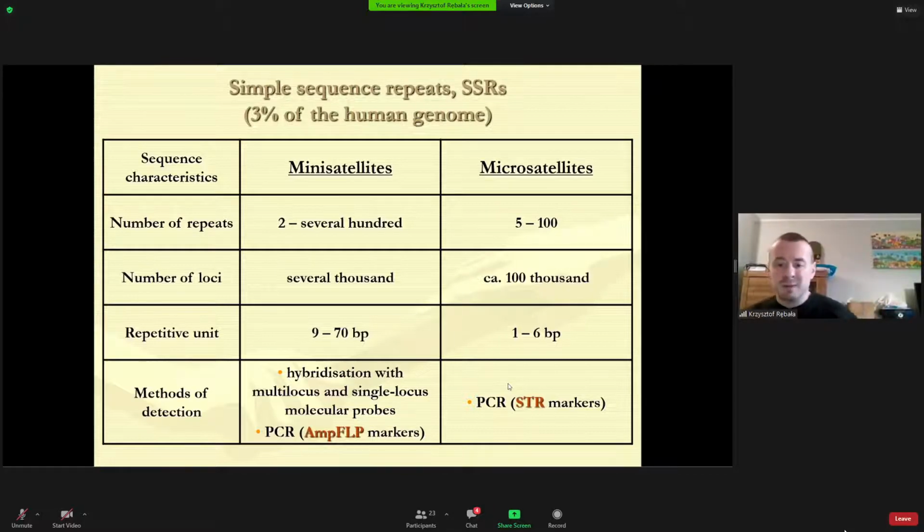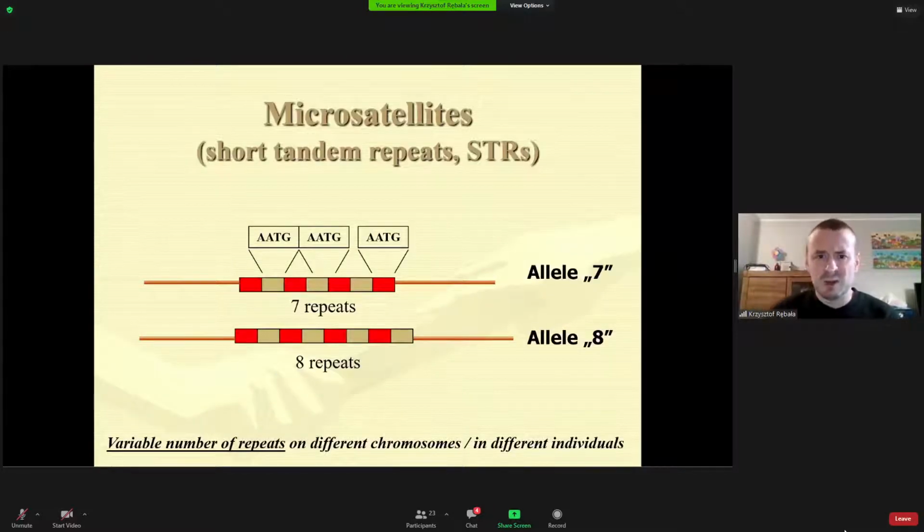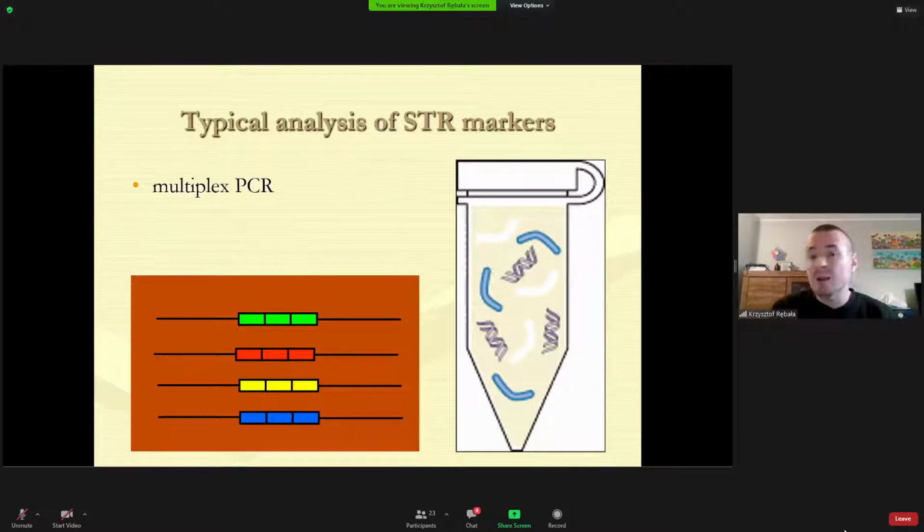So let us go further. This is to remind you what microsatellites look like. The alleles are designated based on the number of repetitive units. Here is an example: if we have 7 repeats, it's allele 7. If we have 8 repeats, it's allele 8. There can be different numbers of repeats on different chromosomes and also in different individuals. And of course, you remember that typically STR markers are analyzed in forensic genetics by multiplex PCR. They are amplified.